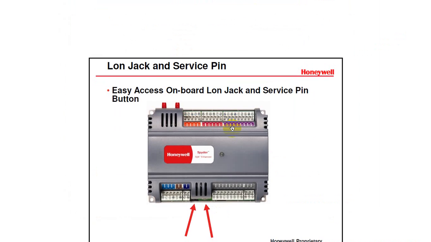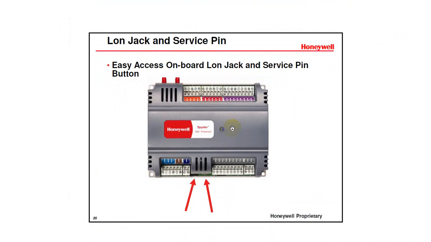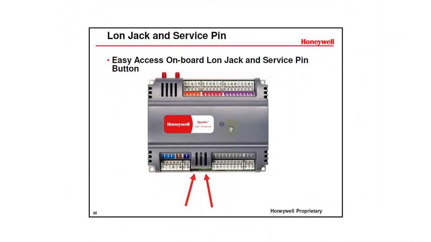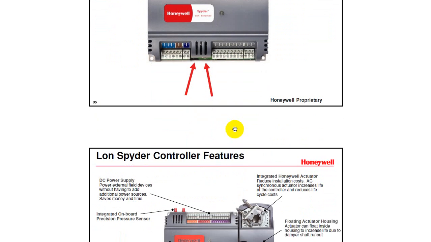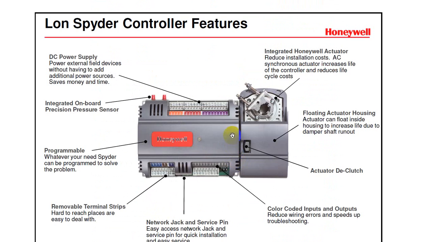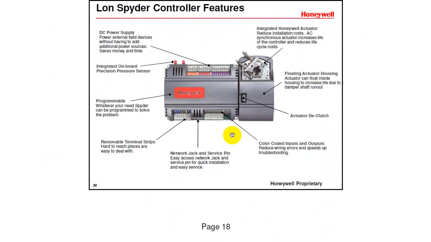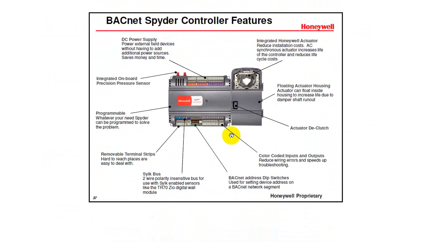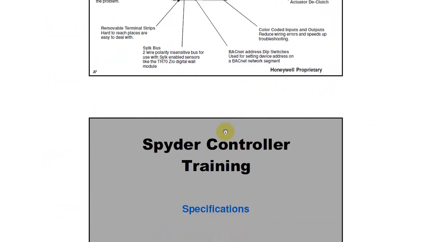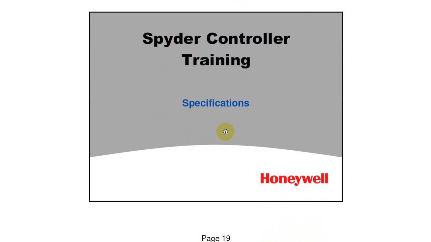Then for LON controllers, there is a LON jack and service pin on board. So this is a property for a LON network. So these are the integrated features that we have already talked about. Color coded inputs, actuator is present, then DC power supply pin is there, programmable Spiders, removable terminal strips, those kind of features. Same features are present for both LON and BACnet.